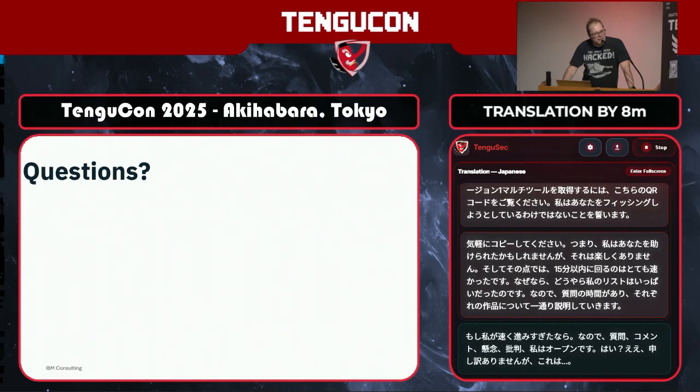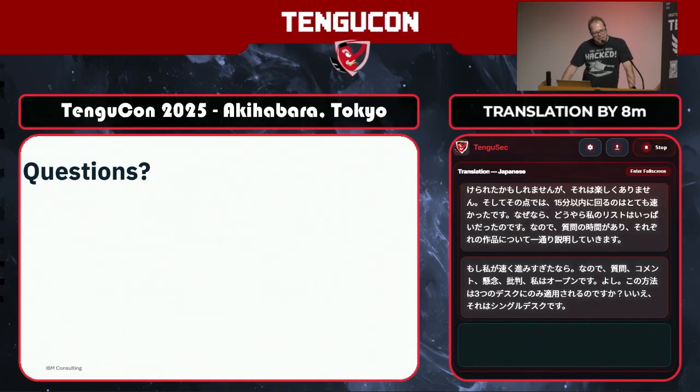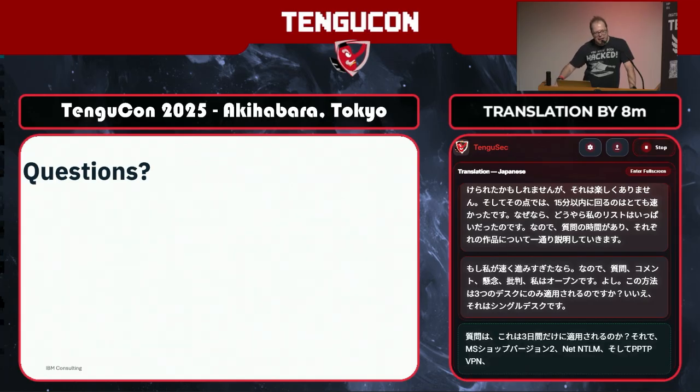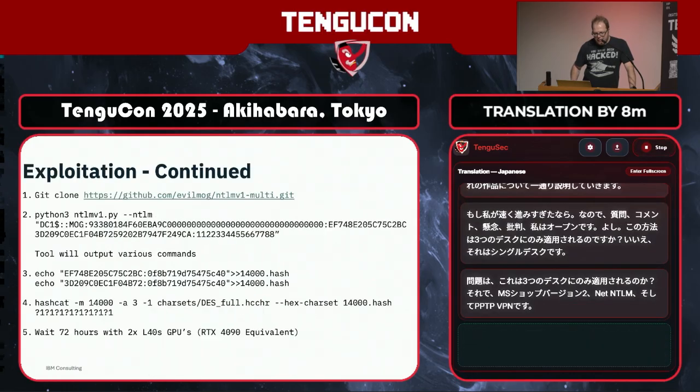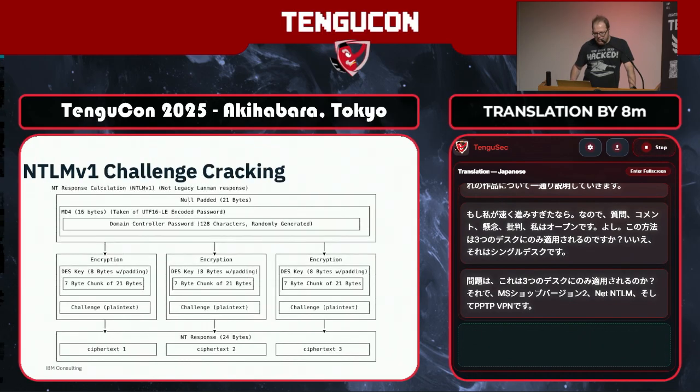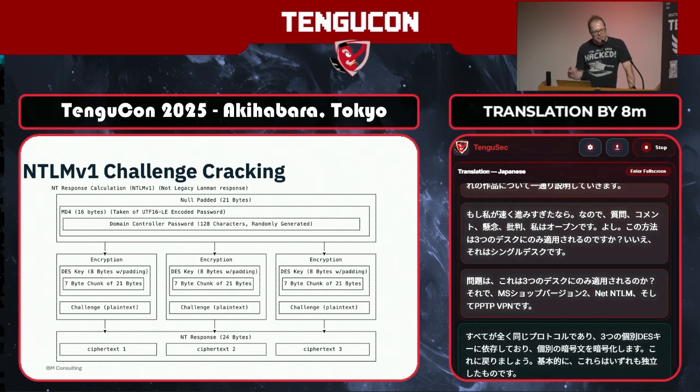No, it's single DES. The question was, does this only apply to 3DES? So MSCHAP version 2, Net NTLM, and PPTP-VPN all are the exact same protocol, and it relies on 3 individual DES keys, encrypting individual ciphertext. Let's get back to this. There we go. So basically, each one of these is an independent encryption operation rather than being chained. So they didn't do 3DES.